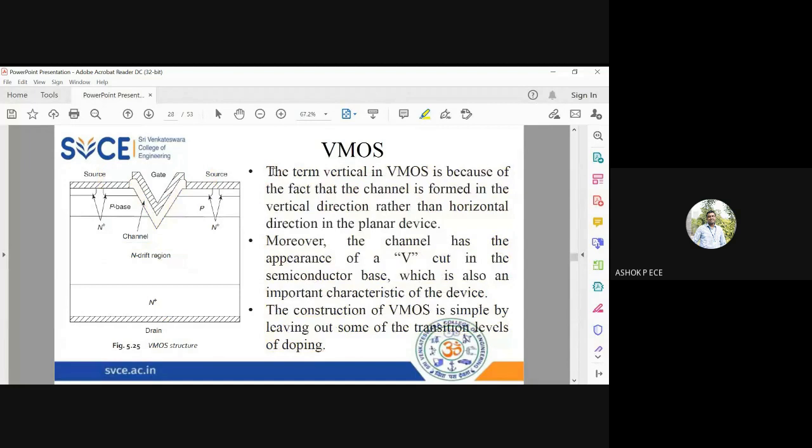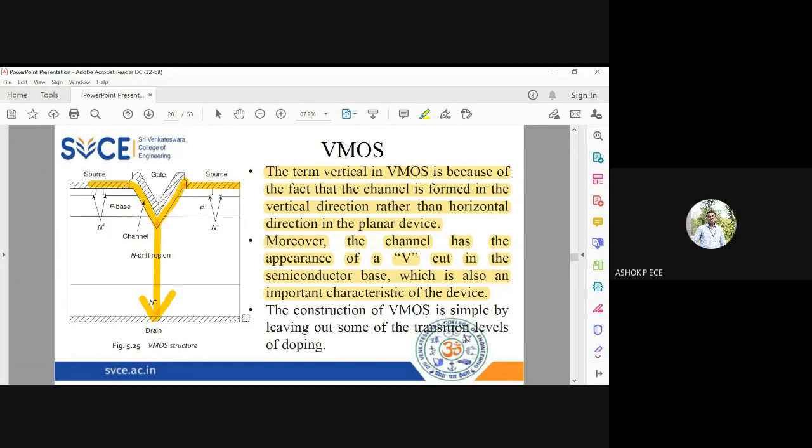The term vertical is because the channel is formed in the vertical direction rather than the horizontal direction of the device. Moreover, the channel has the shape of a V. Below the gate, you have channel formation in the shape of a V. Since the gate is in the form of a V, channel formation is also in the form of a V, which is an important characteristic of the device. The electrons, the majority carriers from the source, will drift through this channel and reach the drain in the vertical direction.